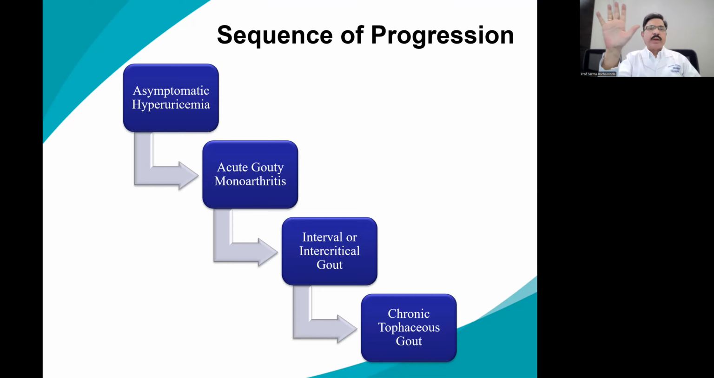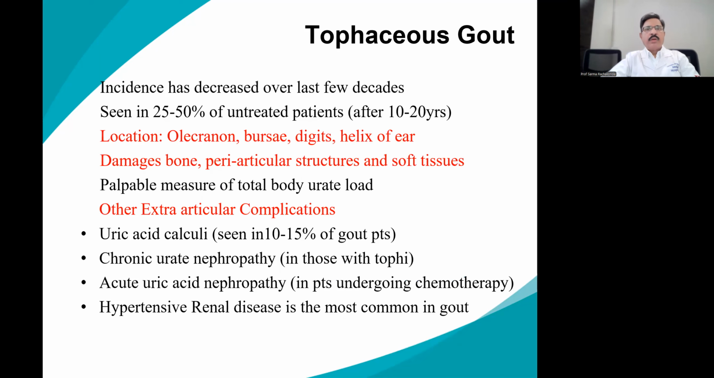Asymptomatic hyperuricemia, acute gouty monoarthritis, interval or intercritical gout, and then chronic tophaceous gout. This is the sequence. What is tophaceous gout? Tophi means the swellings, hard swellings that occur at different points. I'll show you the picture also.